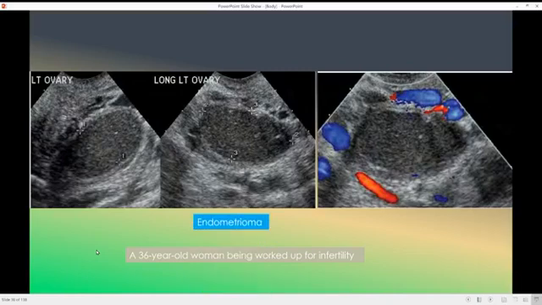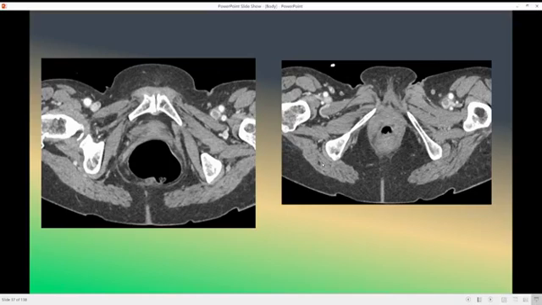So this is a case of endometrioma. This is a case of endometrioma, and we move to the next case. What do you think about the next case?